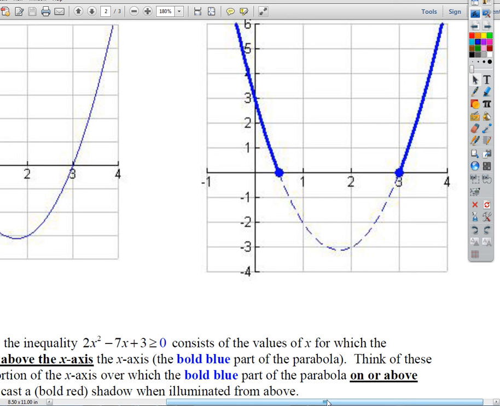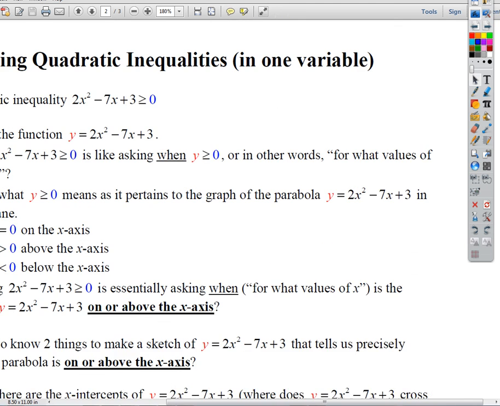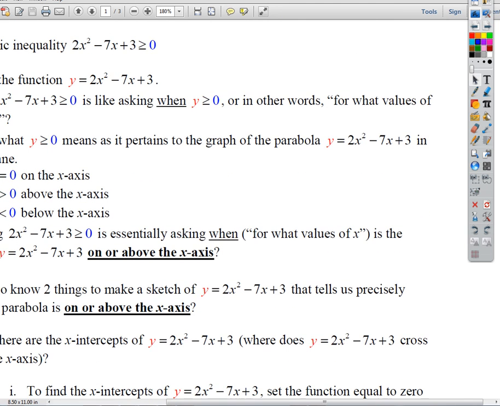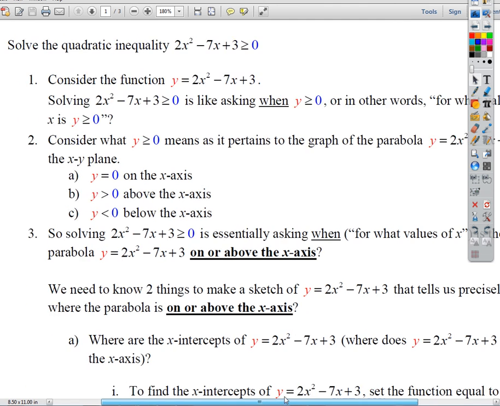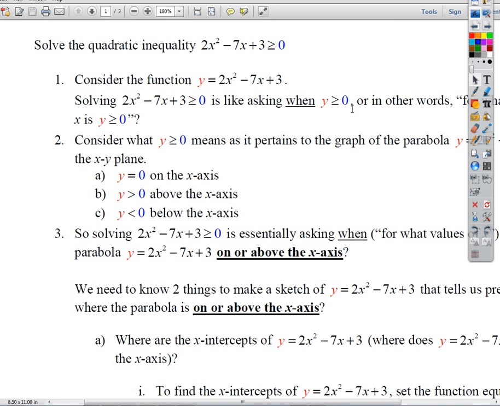Okay. So then this is the part we're interested in, but the question is only asking for x values, right? We wanted our sketch, we're trying to find out where the y values are on our sketch, on or above the x-axis. But when we say where, what we're really asking for is for what values of x. That's what where really means, or when, whatever you want to say.